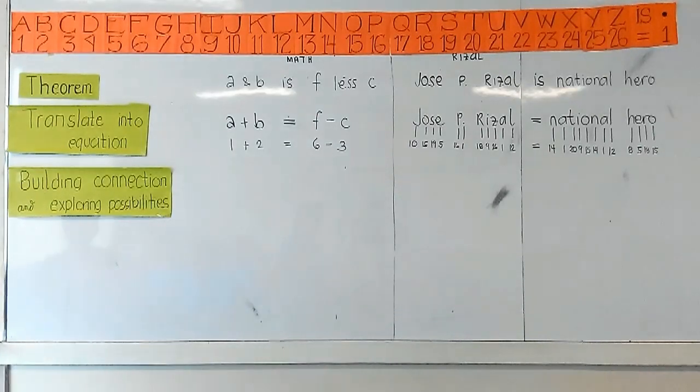Next step is building connections and exploring possibilities. In math, we do not stay or rely on everything that is given, but instead, we explore and connect events. In math, we use graphs, equations, and trial and error.